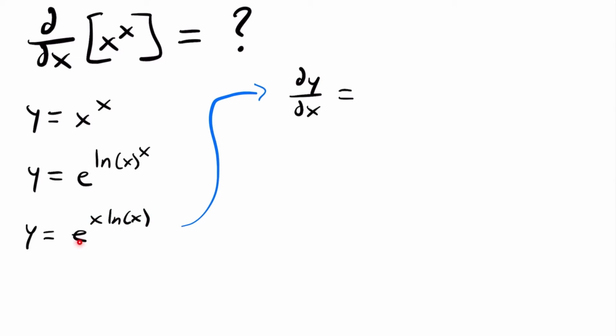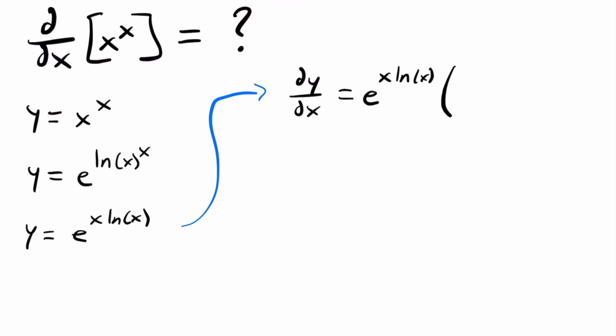And you'll notice here that we're going to have a chain rule. So we'll start by taking the derivative of our outer function, which is going to be e and then its power, and then we'll multiply by the derivative of the inner function, which is going to be this x times the natural log of x. Now remember, taking the derivative of e to the x just gives you back e to the x, so the first part is actually pretty easy. We're just going to have e to the power of x times the natural log of x, and then we're going to be multiplying by the derivative of that power, x times the natural log of x.